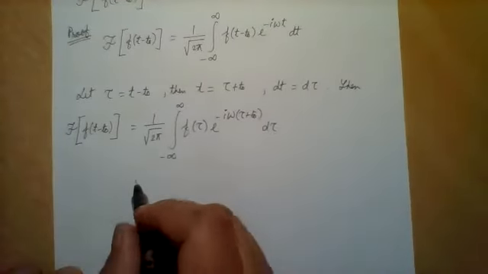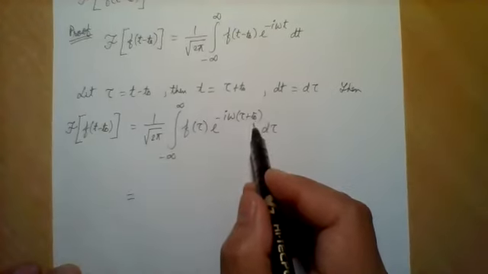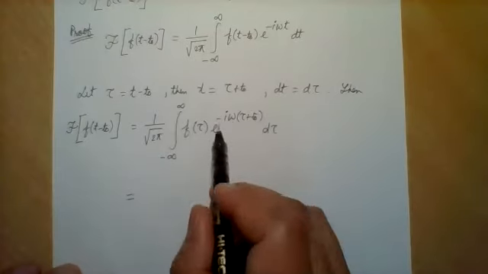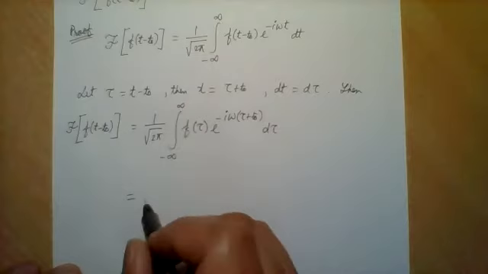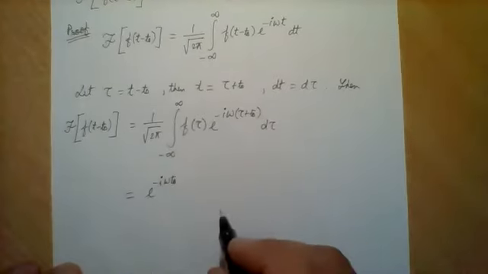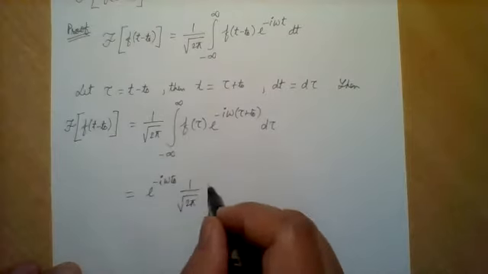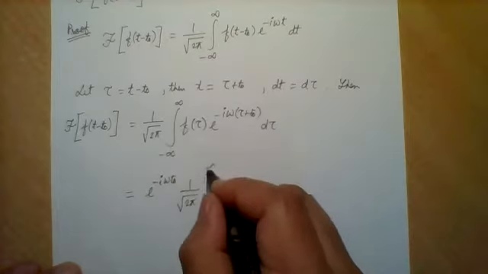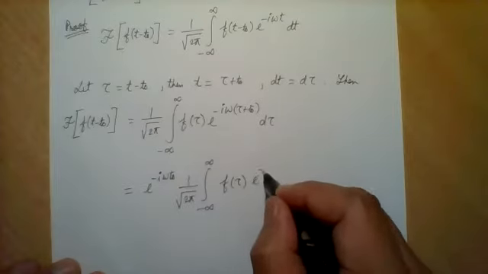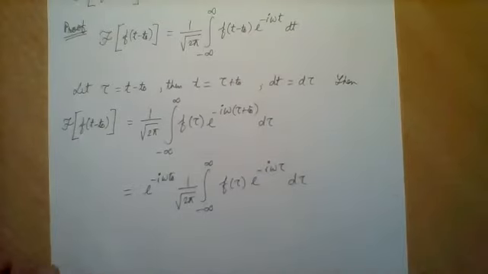Now this t0 is a constant. So e to the power minus i omega t0 is a constant. It can be taken outside the integral sign. Then we have minus infinity to plus infinity f of tau e to the power minus i omega tau d tau.